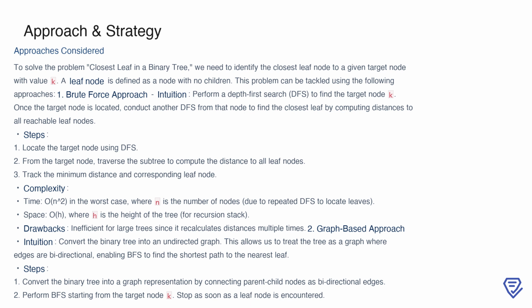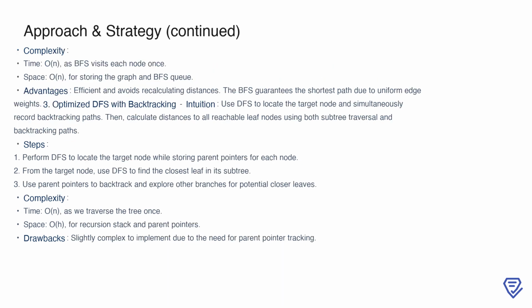This makes it inefficient. Another option is the graph-based approach. Here, we convert the binary tree into an undirected graph. This transformation allows us to use BFS, or breadth-first search, to find the shortest path to the nearest leaf, since BFS is well suited for traversing unweighted graphs. The graph-based approach is more efficient in terms of complexity.